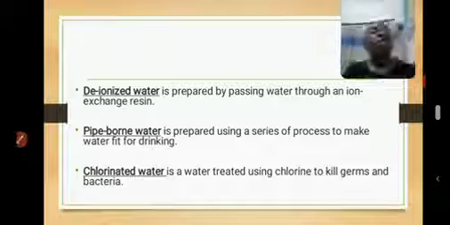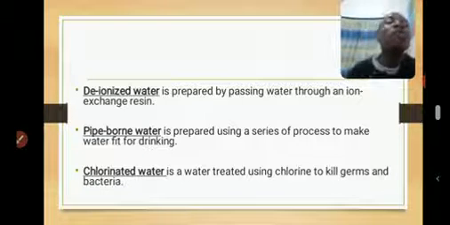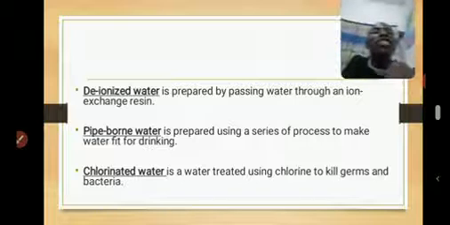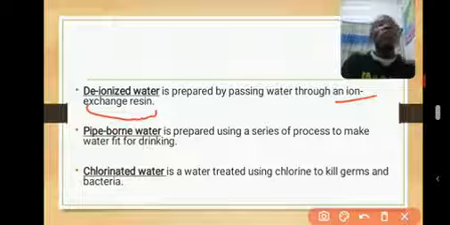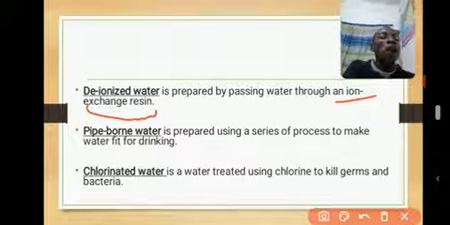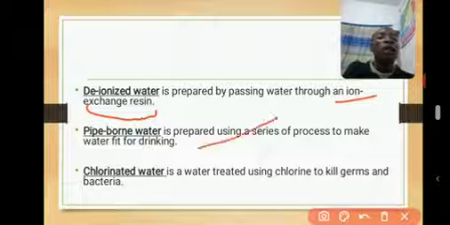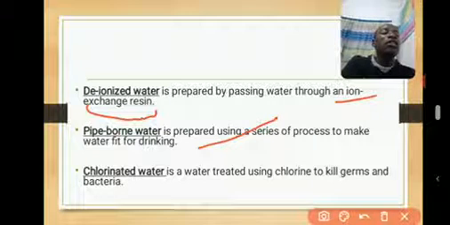So I may mention deionized water, the water that has been made to pass through ion exchange resin. So that's deionized water. Pipe-borne water has a lot of steps. I'll tell you about that. Then chlorinated water, the water that you added chlorine to kill germs.